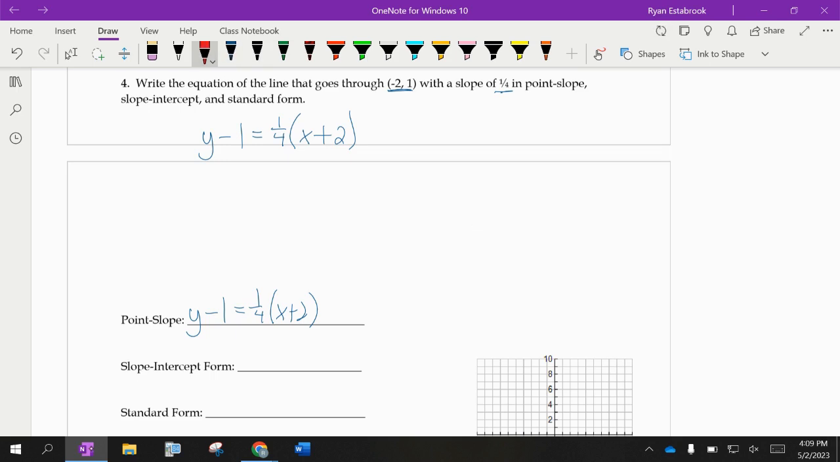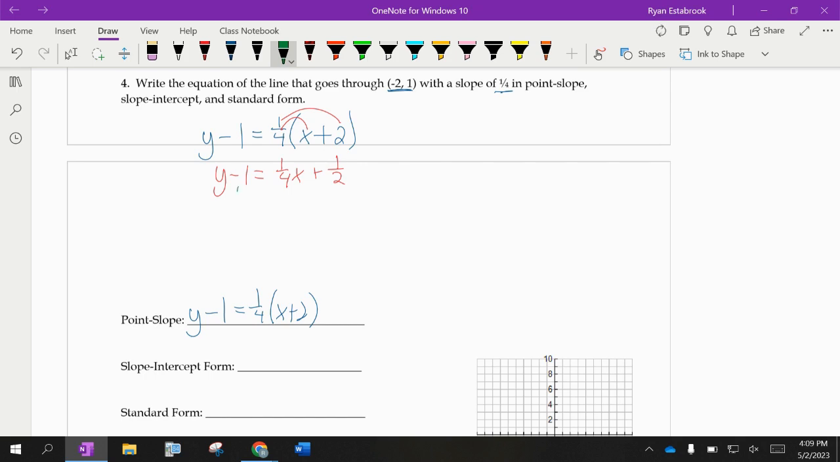We also need slope-intercept form. So we'll distribute the 1/4. Y minus 1 equals 1/4 x. 1/4 times 2 would be 2 over 4. 2 over 4 simplifies to 1/2.